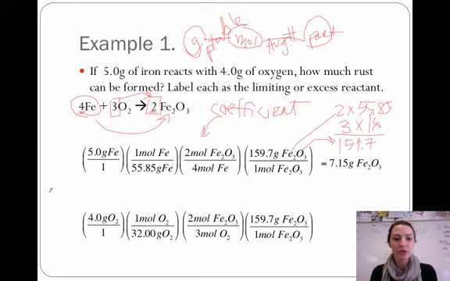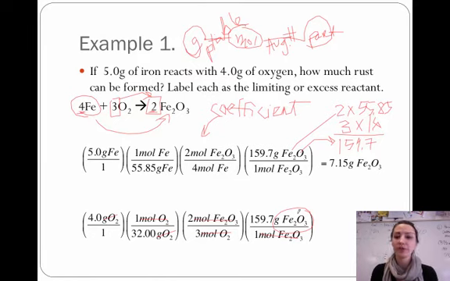So if you look, you should be able to cross out your units. Grams of oxygen cancels out grams of oxygen. Moles of oxygen cancels out moles of oxygen. Moles of rust cancel out moles of rust, and you're left over with grams of rust. Okay? Put it in your calculator.